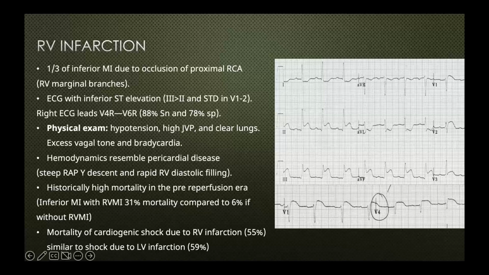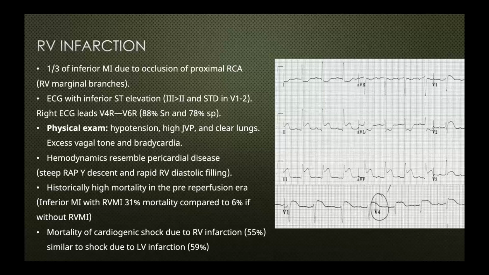So just to give you a few key points about RV infarction, it's seen in about one third of inferior MI. Usually it's because of proximal RCA ischemia, proximal to the RV marginal branches. And the ECG, as you can see here on the right, presents with inferior ST elevations. The classical teaching is lead 3 elevation more than lead 2, with ST deviation in leads V1 and V2, and having right-sided leads would increase your sensitivity and specificity for the diagnosis. The triad for this presentation is usually hypotension, high JVP, and clear lung fields. Usually they also present with excess vagal tone and bradycardia.